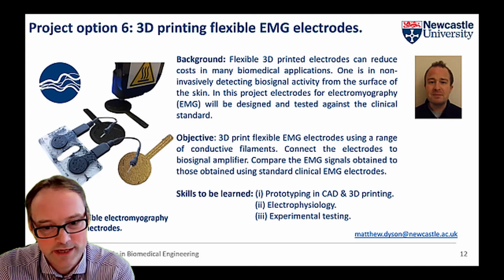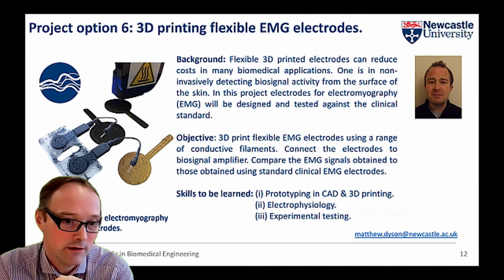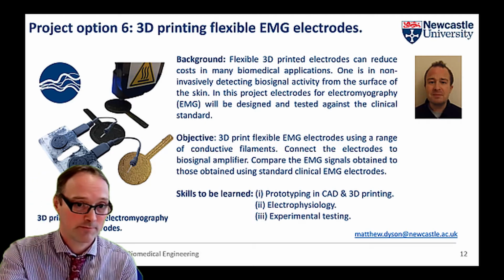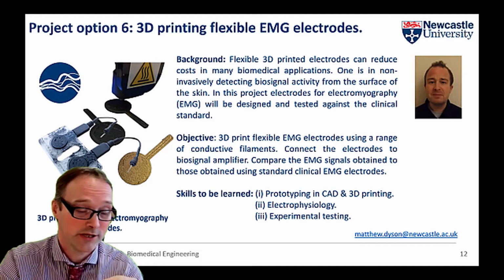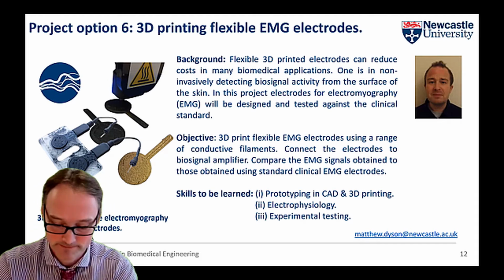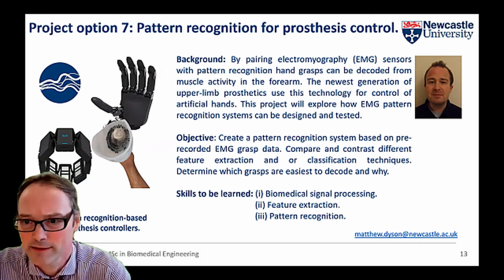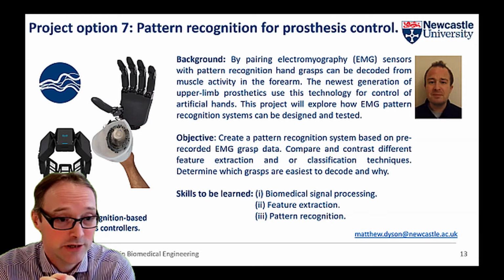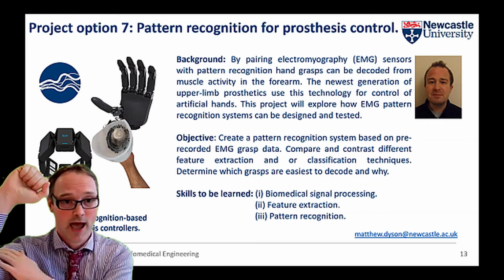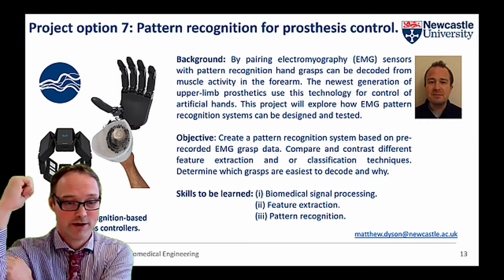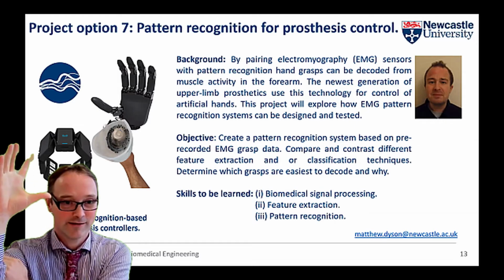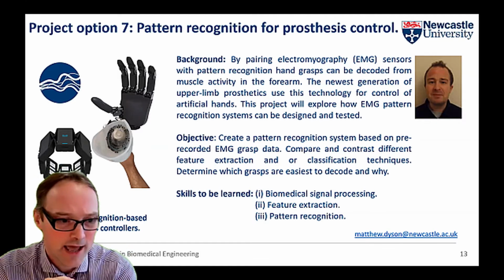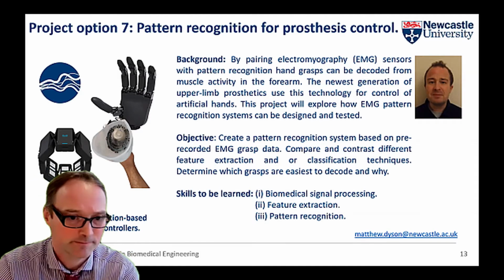So one of the objectives here is to explore how we can use 3D printing to develop better electrodes, and then you'd have to perform electrophysiology to see what their electrical performance is. And Matt's got one final project in there, which is pattern recognition. Again, looking at how you better determine whether a muscle wiggle means close the hand or open the hand, and just determining the difference.